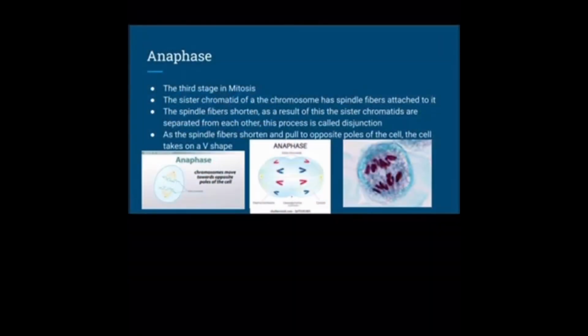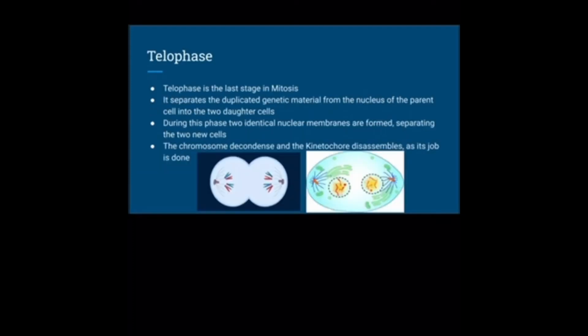Anaphase. Anaphase is the third stage of mitosis. The sister chromatids of the chromosome have spindle fibers attached to them. The spindle fibers shorten. As a result, the sister chromatids are separated from each other. This process is called disjunction. As the spindle fibers shorten and pull to the opposite ends of the cell, the chromosomes take on a V shape.